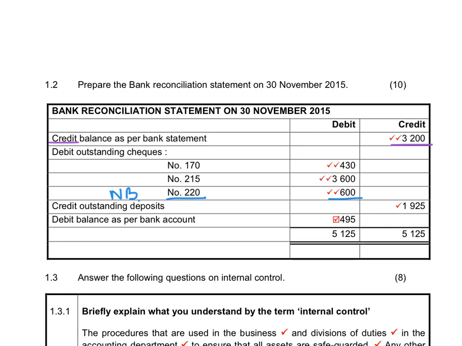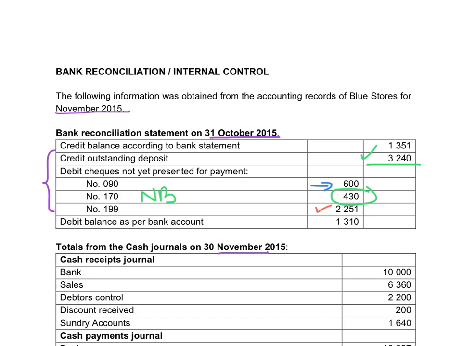We will show the outstanding deposit to indicate that in the future the money in the bank will increase on the credit side, because deposits in our books increase on the debit side. And we will show this check number 215 for 3,600 as an outstanding check because they must still pay it out in the future. We've completed entries now for all the additional information.